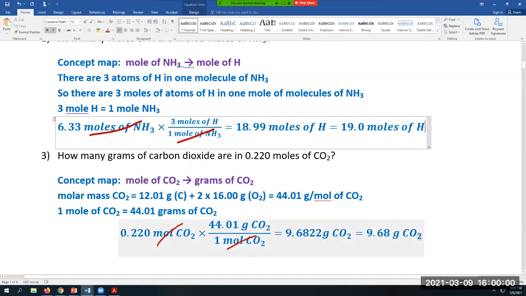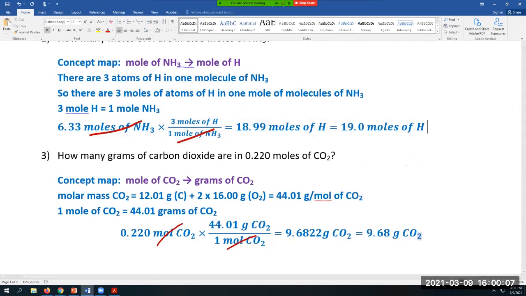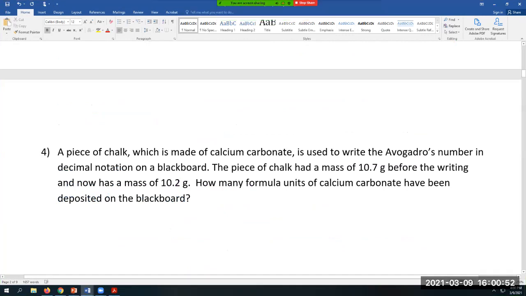So that's more correct for the answer to question 2. Recording in progress. So question 4 now. A piece of chalk, which is made of calcium carbonate, is used to write the Avogadro number in decimal notation on a blackboard.